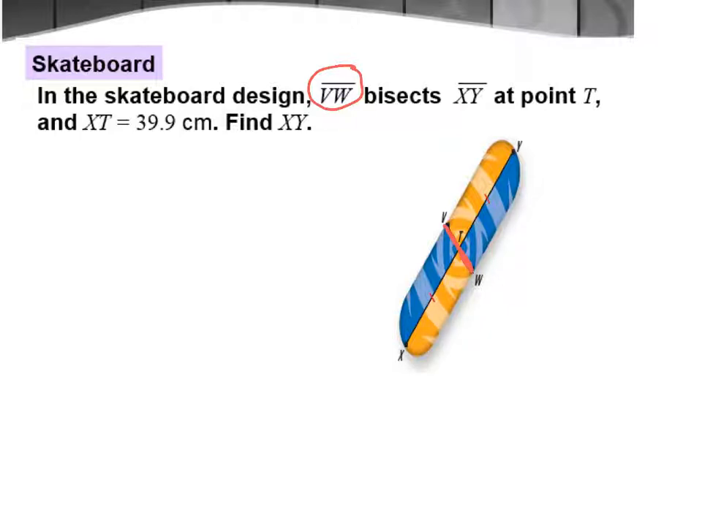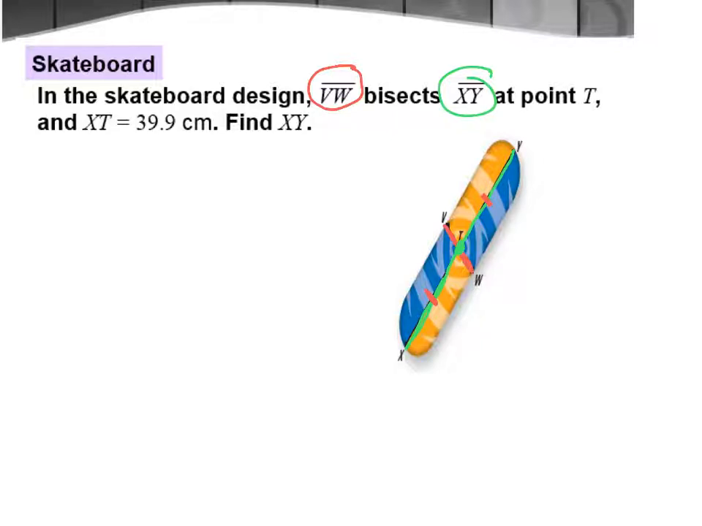It bisects. So it's doing the chopping. This is the thing that chops something else in half. It bisects XY. So here's XY. It chops it in half right at point T, that point right there, meaning the green line has been chopped in half. This side is now exactly equal to that side, whatever they may be.